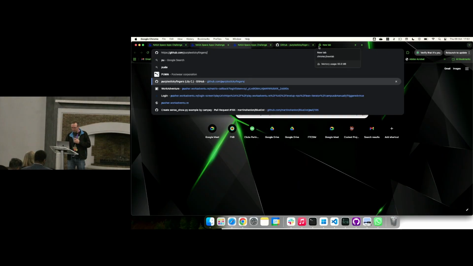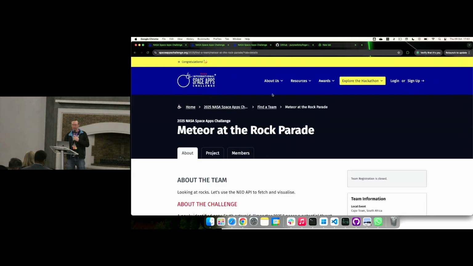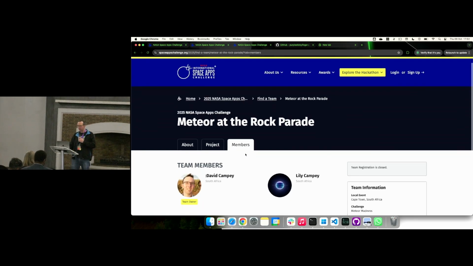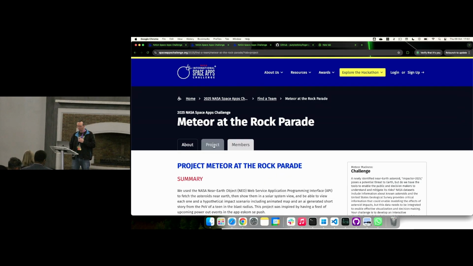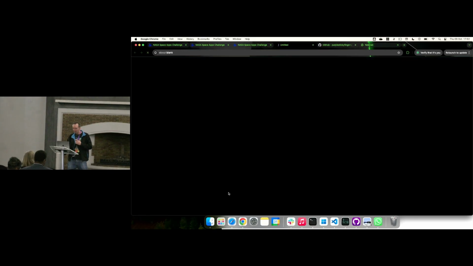Okay, is it here? Yeah, there we go. So this was our team, Meteor at the Rock Parade. The cool part is, under members, you see the two of us, yay! My daughter is suitably anonymous, at least with her picture. And in our project, what we did was we used the NEO data to fetch asteroids near Earth, and then showed you where they would be, and then you could click on one, and then you would see data about it. But since this is a demo and a lightning talk, and I don't have much time, this is the project.